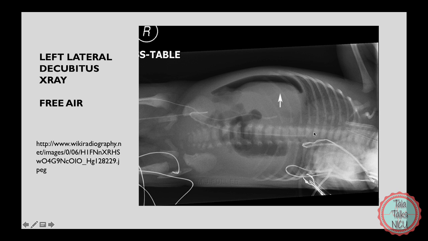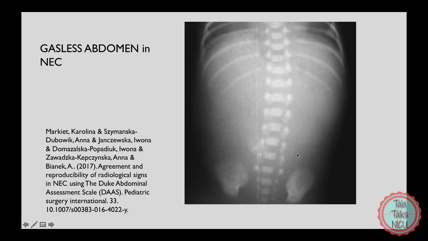So if you're ever worried about free air, then get this X-ray, the left lateral decubitus. Okay, this is the last X-ray on NEC, I promise. This radiograph demonstrates a gasless abdomen, which is all just this grayish whitish color. Here, you can't see any pneumatosis or any loops or really anything.